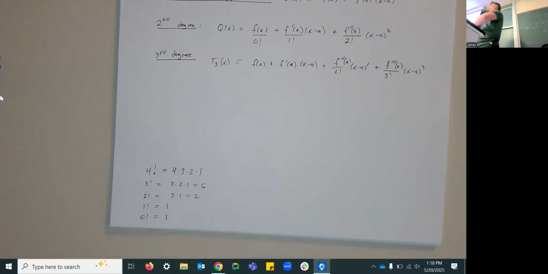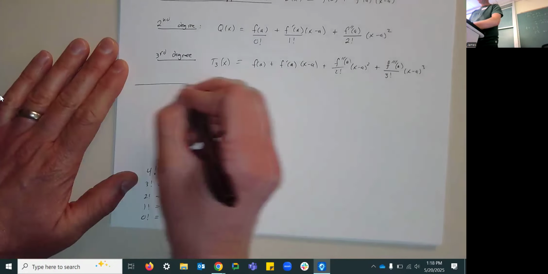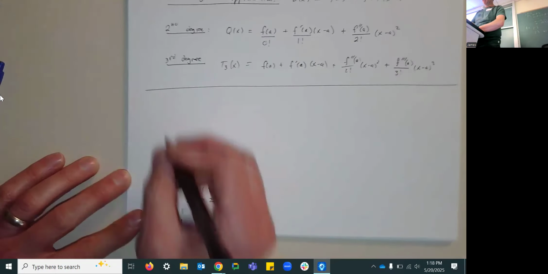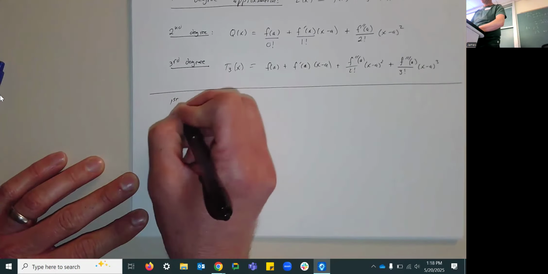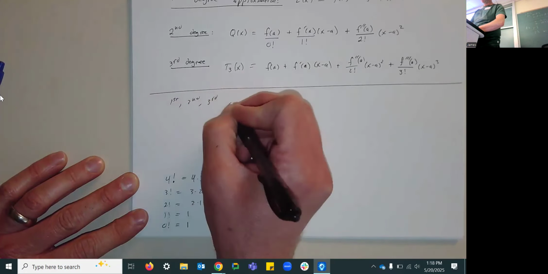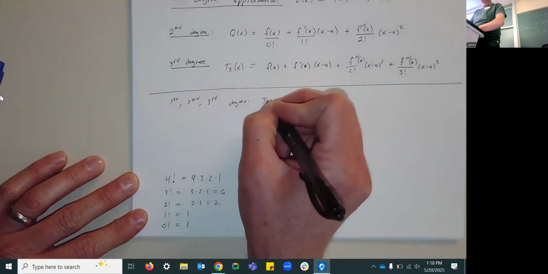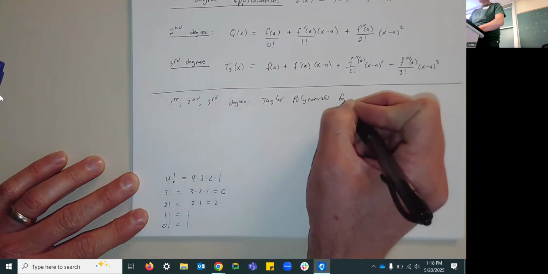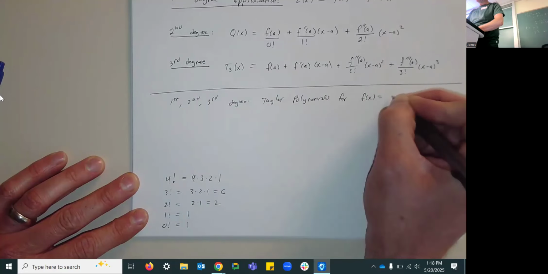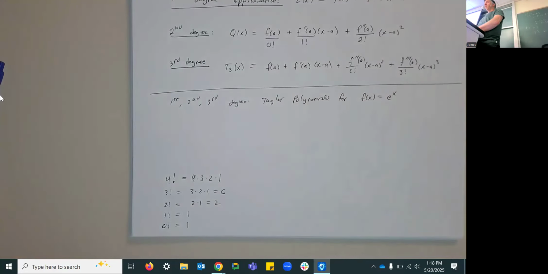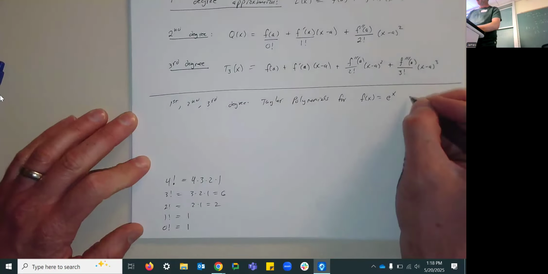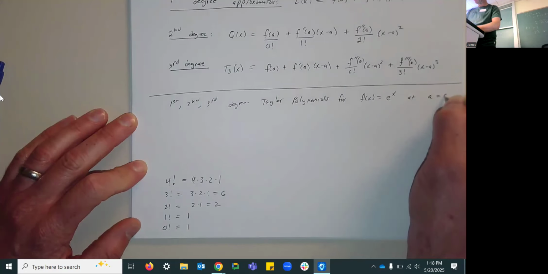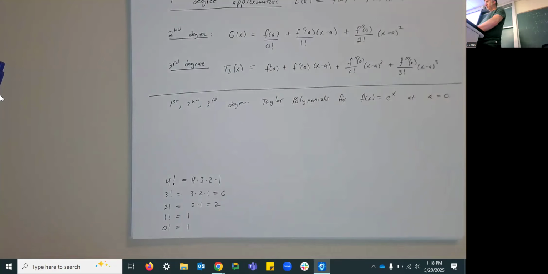So let me show you one easy example of this. We're going to find some Taylor polynomials. We're going to find the first, second, and third degree Taylor polynomials for f of x equal to e to the x. e to the x is kind of the best thing ever because it's its own derivative. Oh, sorry, I need to tell you at a equal to 0. And then we'll see some neat pictures in a minute.